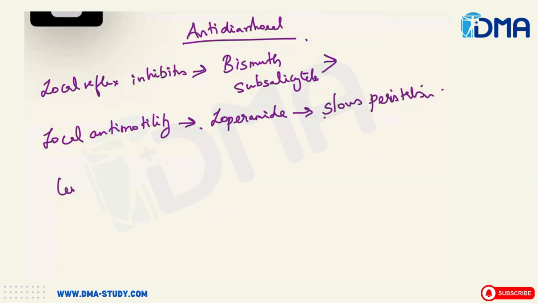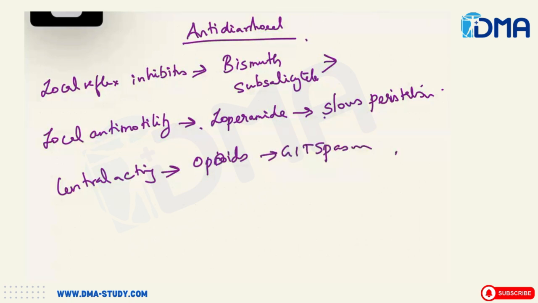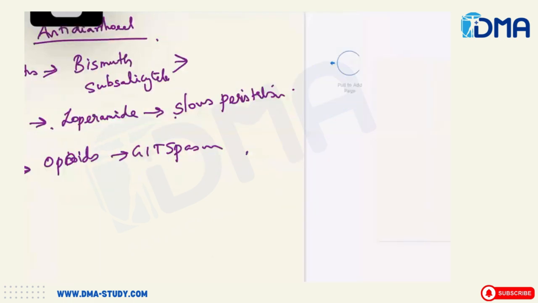Central acting is the ones like the opioids. It causes constipation, GIT spasm, basically. Opioids, GIT spasm, and causes constipation. So that's how they treat the diarrhea. Then the other problem that happens with this GIT is emesis, vomiting.